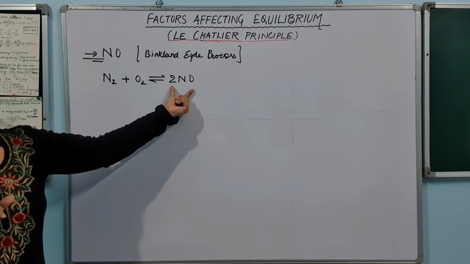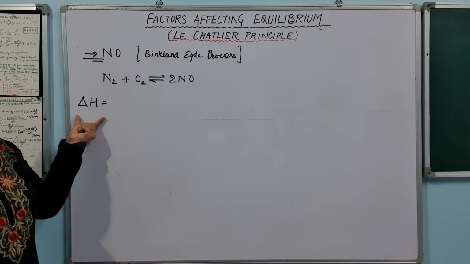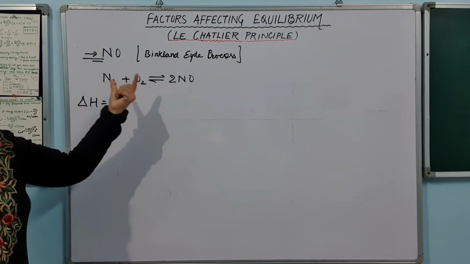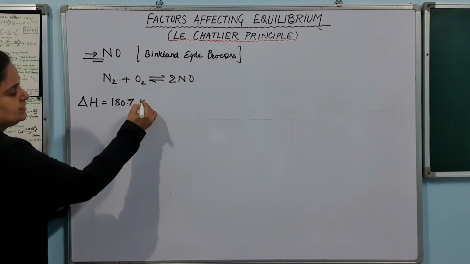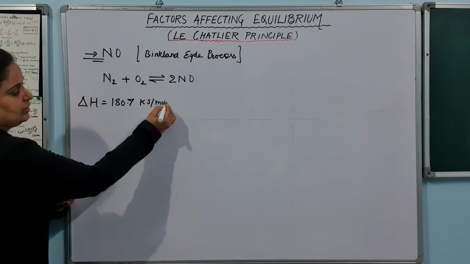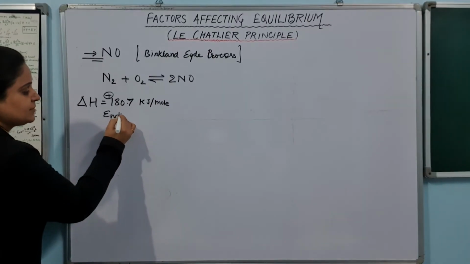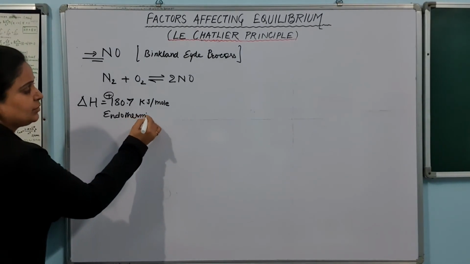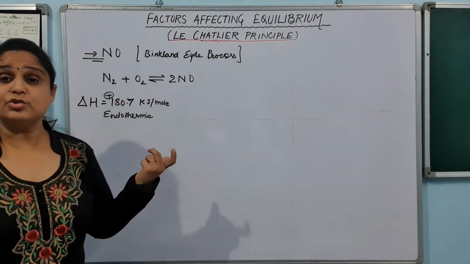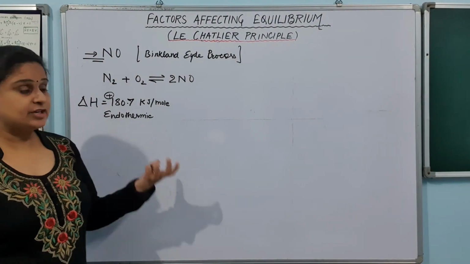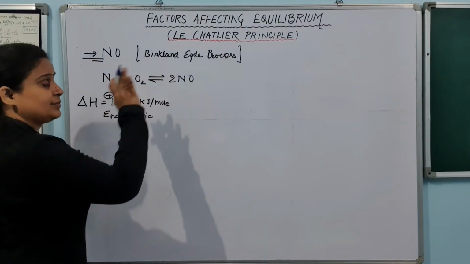First of all, I am going to mention what type of heat change takes place for this particular reaction. This reaction has an enthalpy of 180.7 kilojoules per mole. Can you see it is positive? If it is positive, it is an endothermic process. Now just tell me the comfortable conditions for this reaction to take place. What preparation will you do for the manufacturing unit so that you get the maximum product?